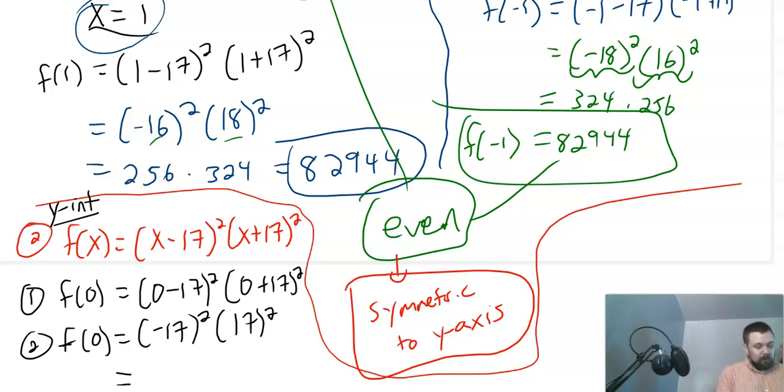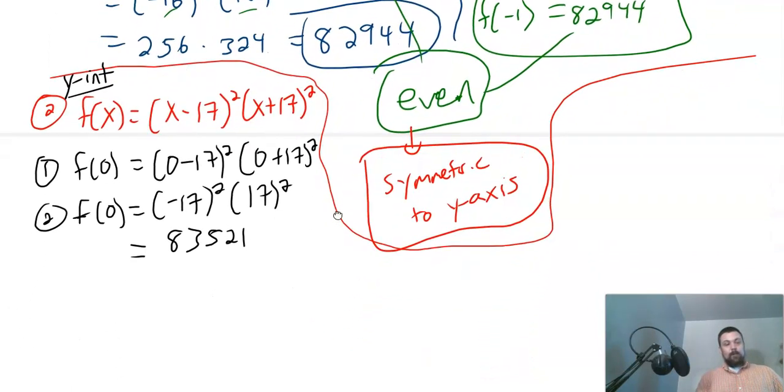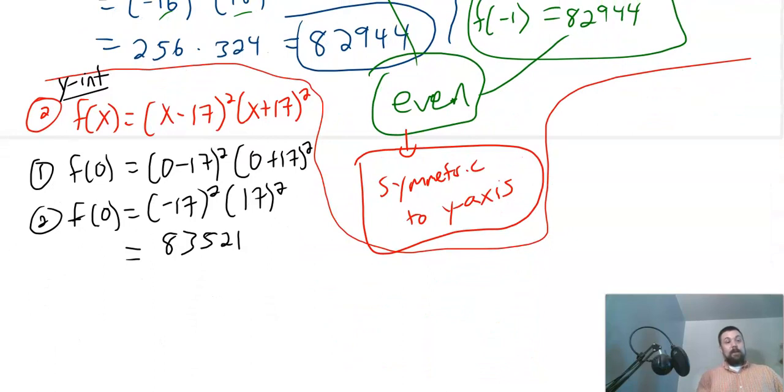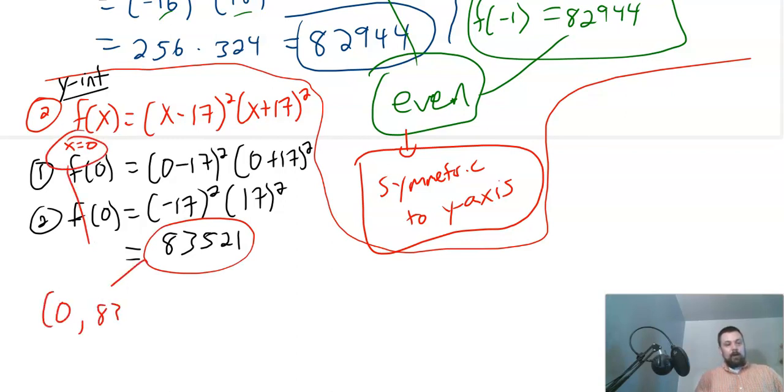So we are going to end up getting, whoops, typed that in wrong, 83,521. Right. And that's the y value there, right? Oops, I don't want to do that. I want to do this. Okay. And so my y-intercept is, this is the y value. Again, we plugged in 0 for x. And so the point becomes 0, comma, 83,521. That's the y-intercept. It's a crazy big number.